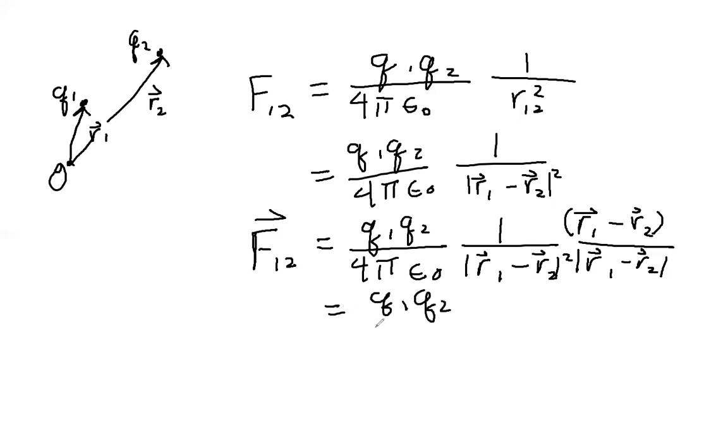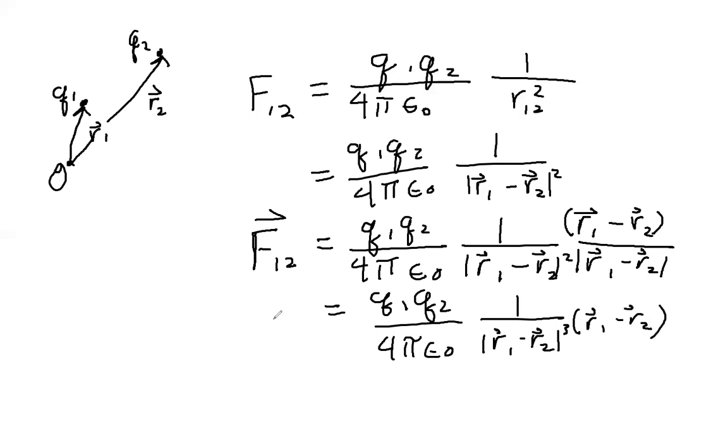So this just becomes Q1 Q2 over 4 pi epsilon naught, 1 over the magnitude of R1 minus R2 cubed, times the vector R1 minus R2. This is usually the first thing you learn, and you do various homework problems calculating this under various circumstances.